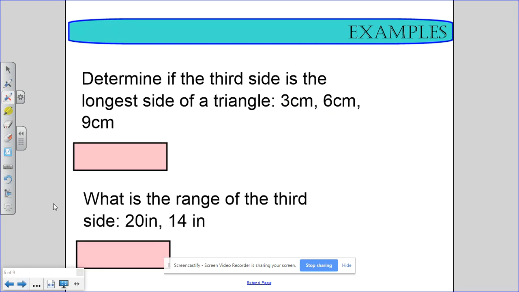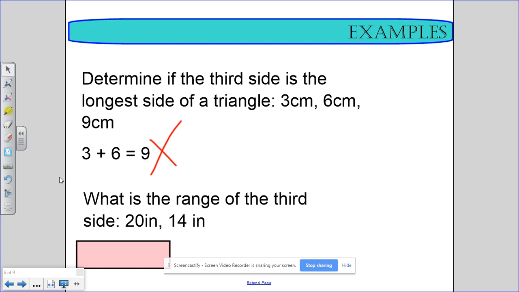Here are some of the questions you're going to see, though. Determine if the third side is the longest side of the triangle. So we got 3, 6, and 9. We add the two shortest sides, 3 and 6. That actually equals 9. So we do not have a triangle. 9 cannot be the other side of our triangle.